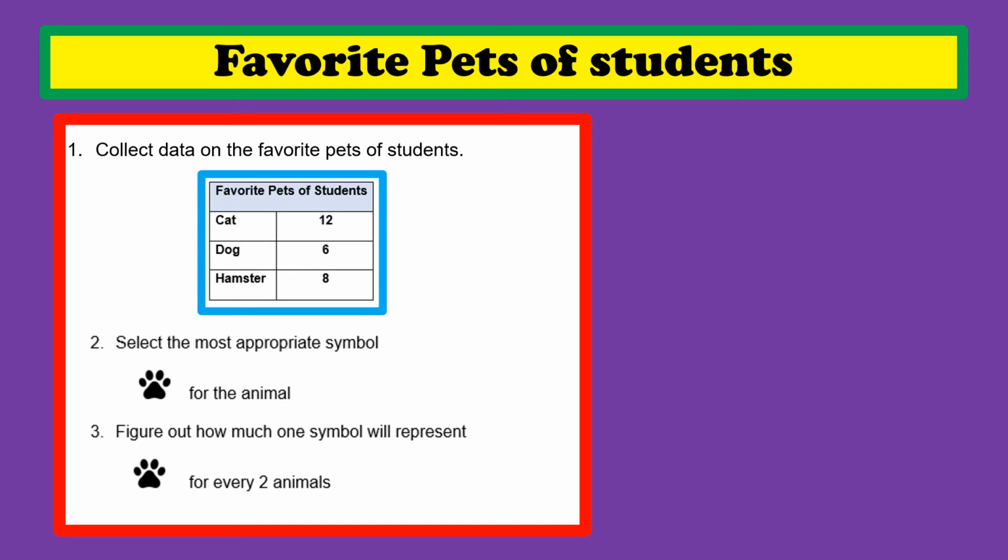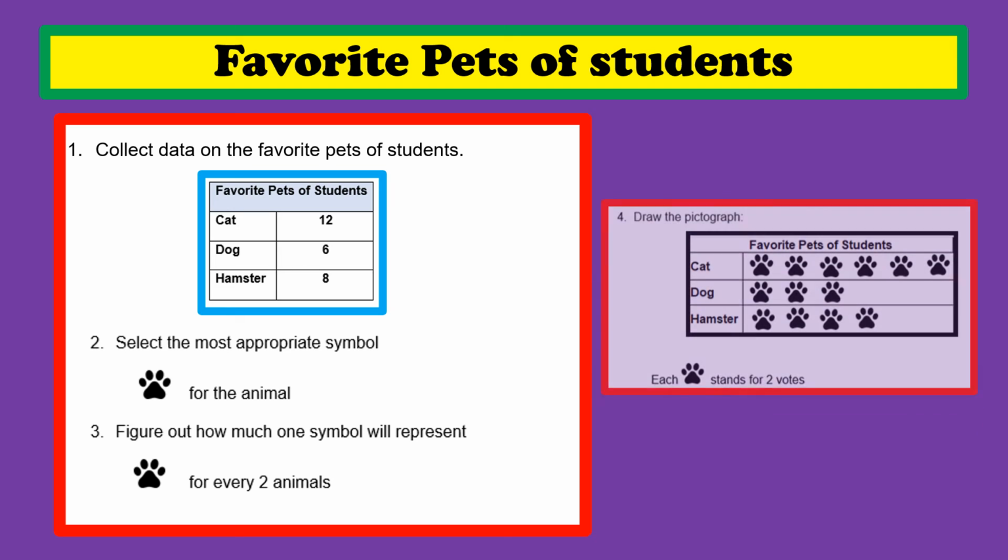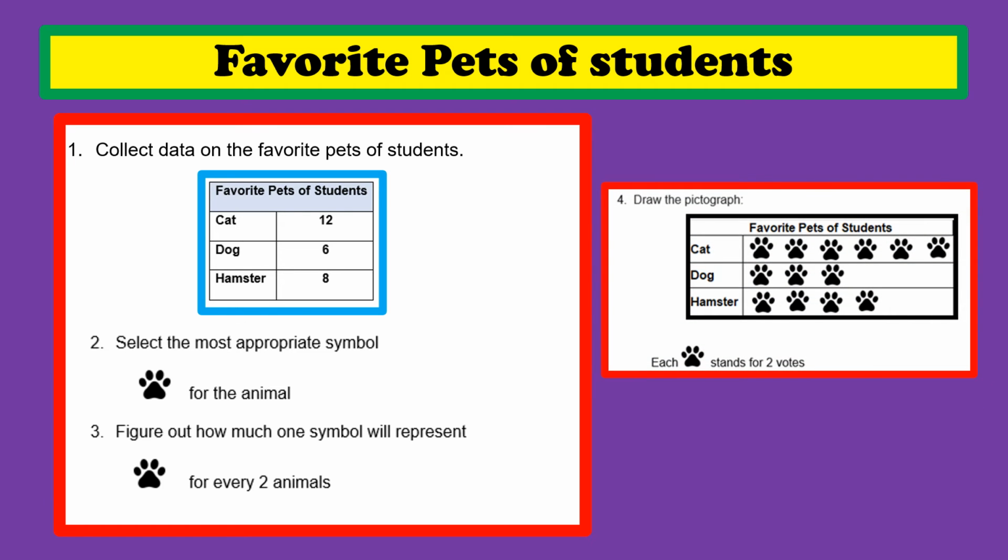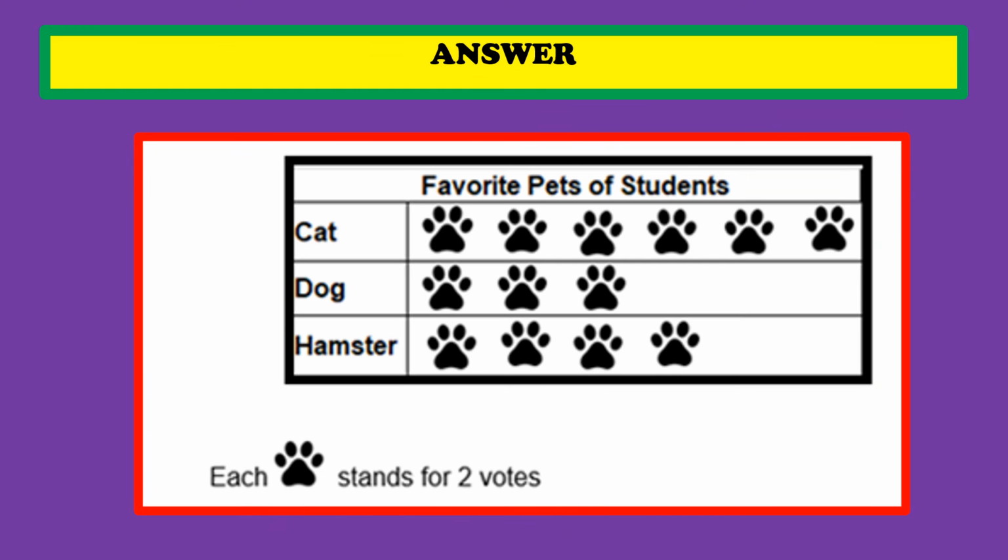So we have the next step. We are in number 4. Draw the pictograph. So this is our pictograph. Since one symbol is represented as 2, we have 2, 4, 6, 8, 10, 12. We have 12 cats, 6 dogs, and 8 hamsters.